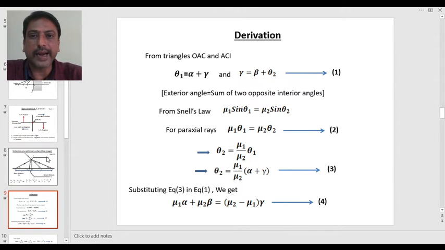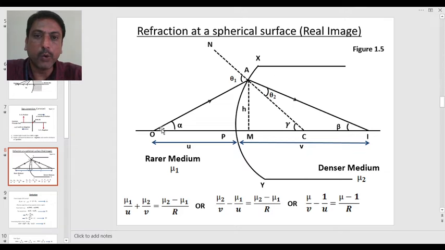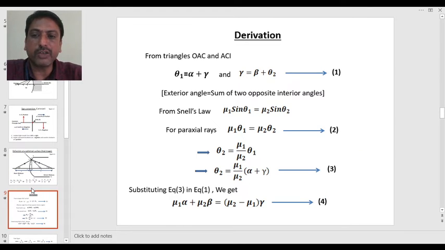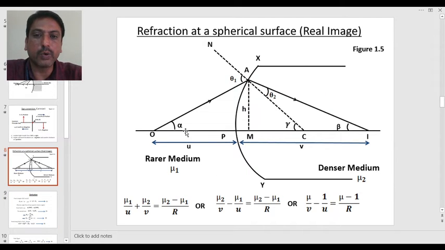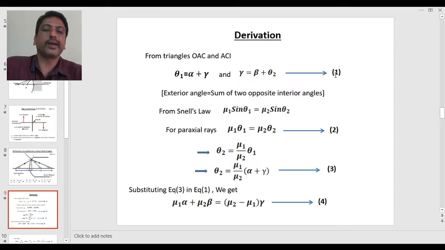If you consider the triangles, we have two triangles here. One is OAC and the other is ACI. OAC is one triangle and ACI is another triangle. So when I consider these two triangles, I can equate for theta 1 as well as theta 2. So these two relations: theta 1 is equal to alpha plus gamma, and gamma is equal to theta 2 plus beta, which is going to be considered as equation 1. This relation is written with respect to a geometrical theorem which states that an exterior angle is equal to the sum of the two opposite interior angles.